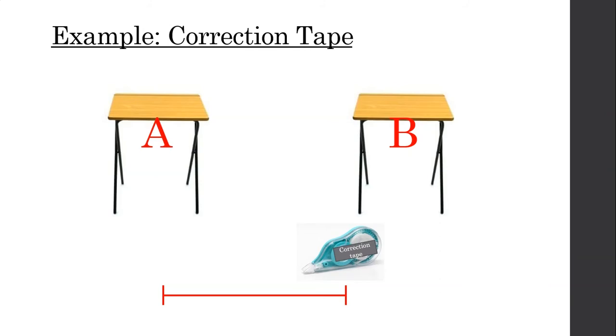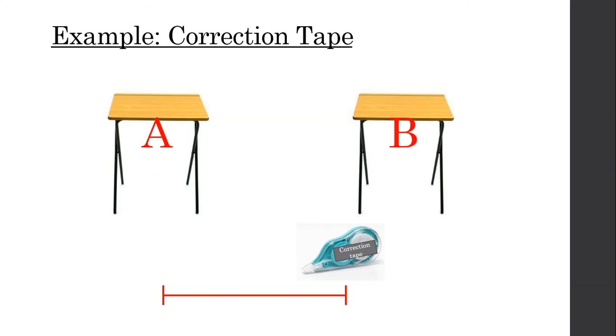Okay, you may think that the correction tape belongs to student B because the distance is closer to student B's table. What if we don't talk about student B, we just talk about student A? Since the correction tape is very far away from student A's table, so you would think that the correction tape does not belong to A.